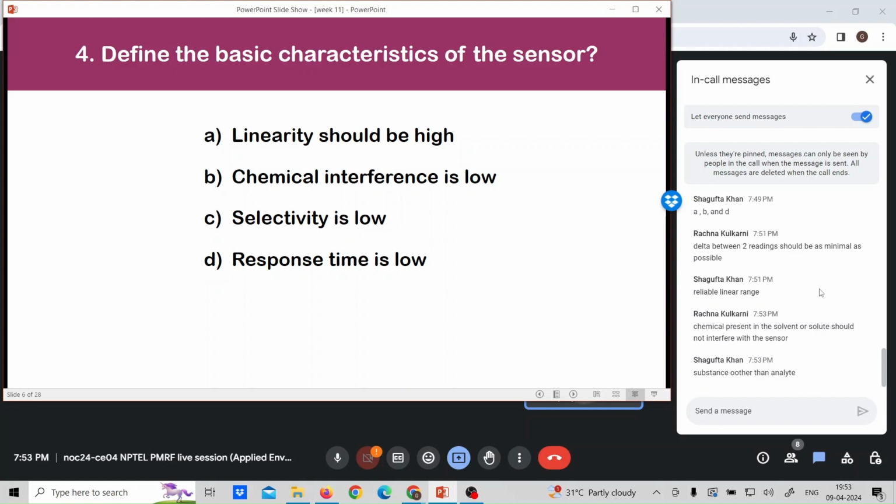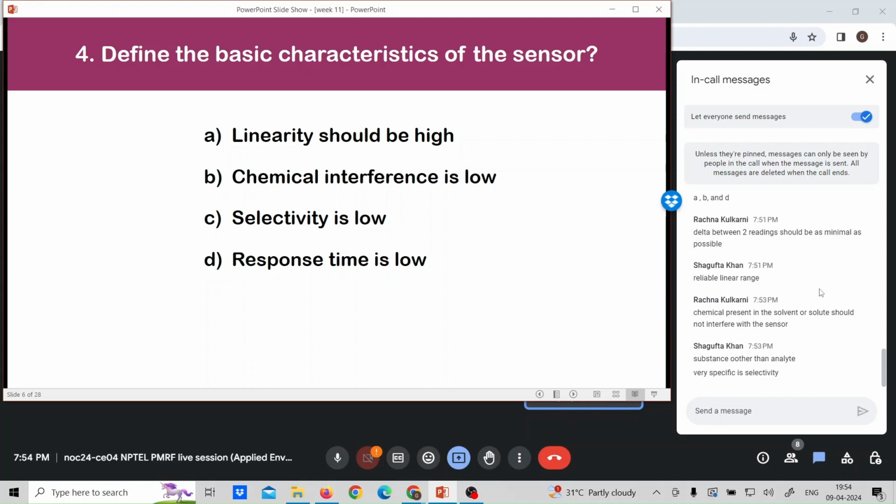Generally, when we do experiments, we tend to hear a lot of terms: specificity, selectivity, and in the case of measurements, accuracy, precision, linearity. Too many terms, right? So we should be clear about what each of them means, because our sensor development is going to be based on all of these factors only. Very specific is selectivity, right?